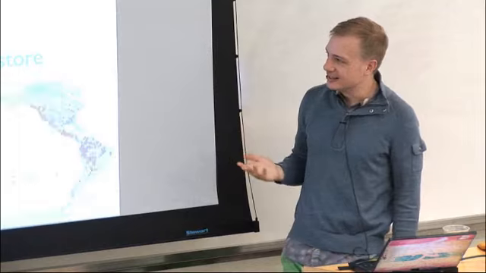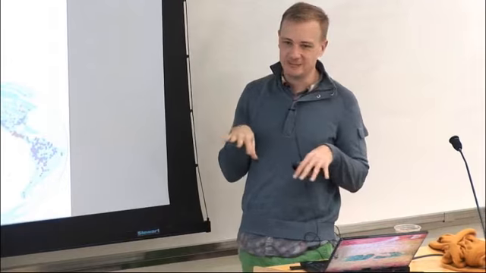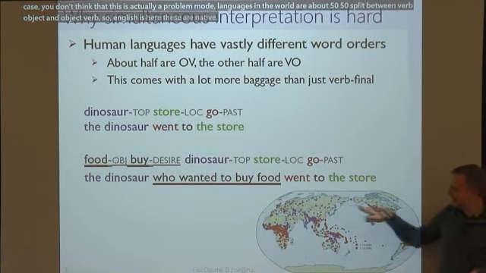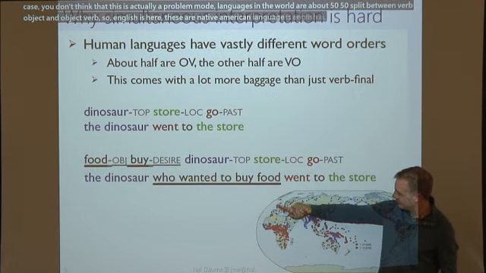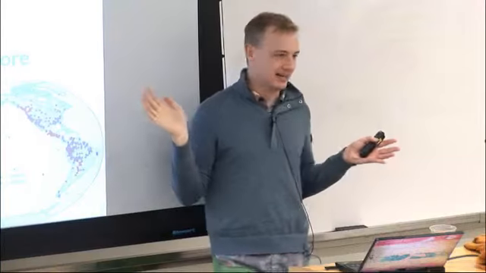So in case you don't think that this is actually a problem, languages in the world are about 50-50 split between verb-object and object-verb. So English is here. These are Native American languages. English is a red dot because it's verb-object. Japanese is a blue dot because it's object-verb, and it's basically half-half.